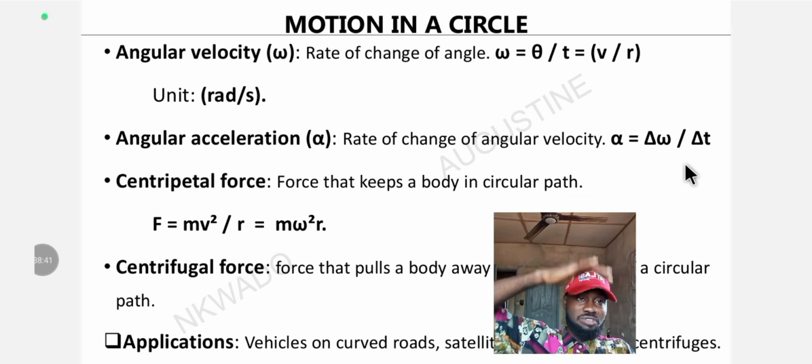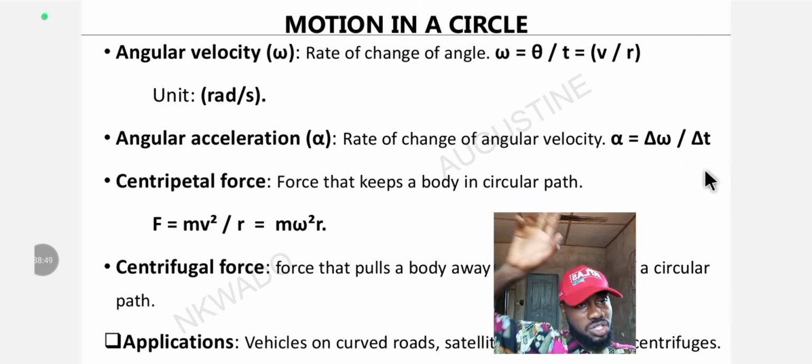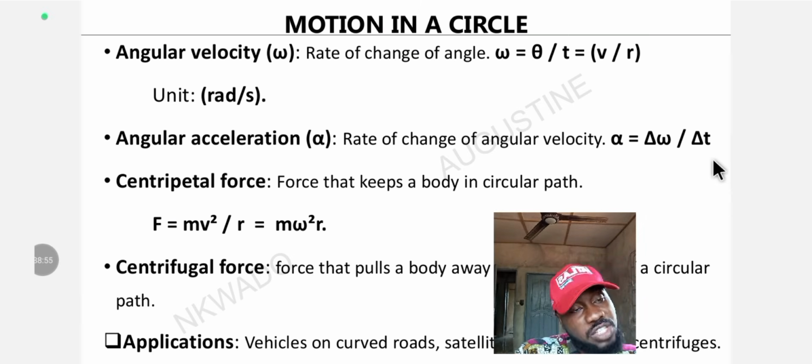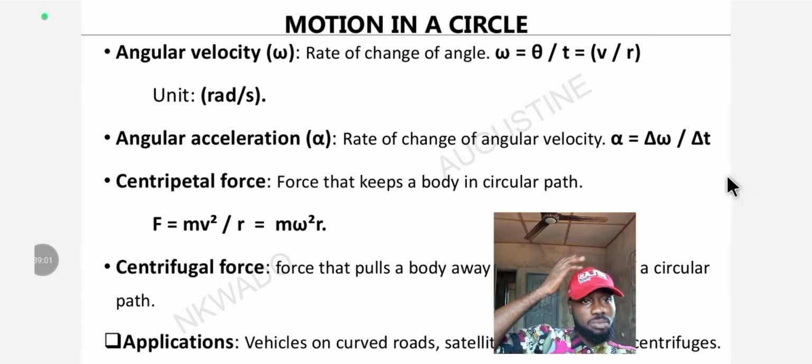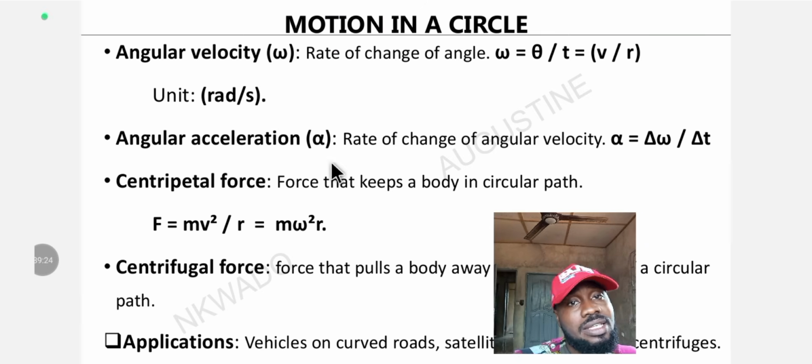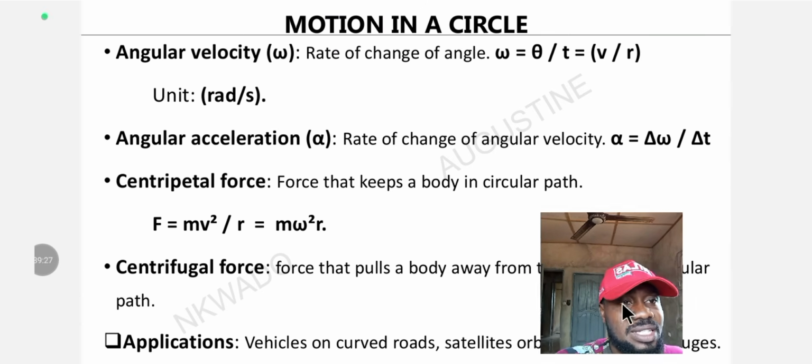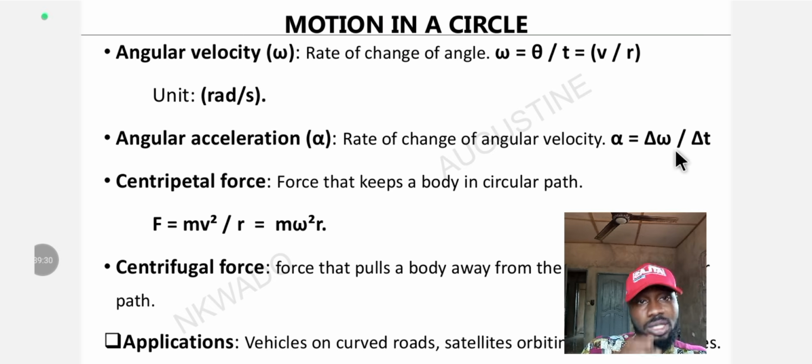When you say change of angular velocity, it means the difference between the two velocities. When you say change of time, it means the difference between the two times. So you subtract the initial from the final, and you divide, and get your angular acceleration. Very, very easy. Basic mathematics, you are getting all your answers. All that is needed is knowing the formula. All these formulas are easy. We haven't even gotten to complex formulas yet, but we will all get there.